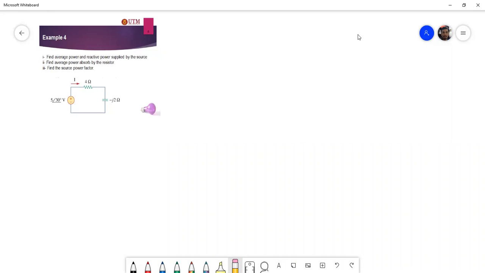So this is example 4 for conservation of AC power. There are 3 questions referring to this circuit. Find the average power and reactive power supplied by the source. The solution is, I think, very straightforward.